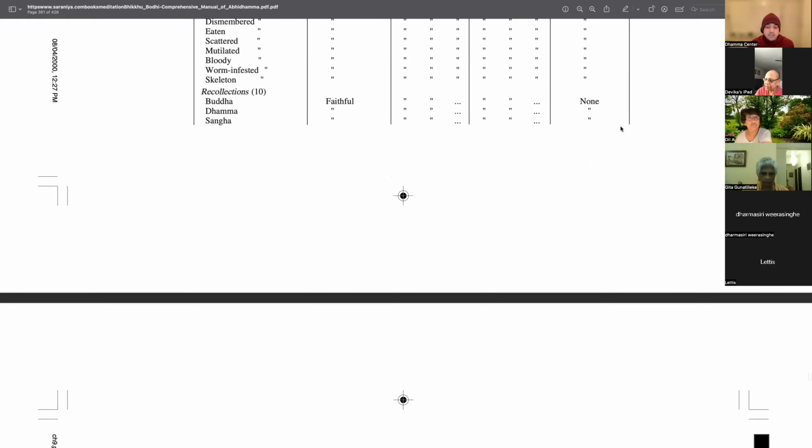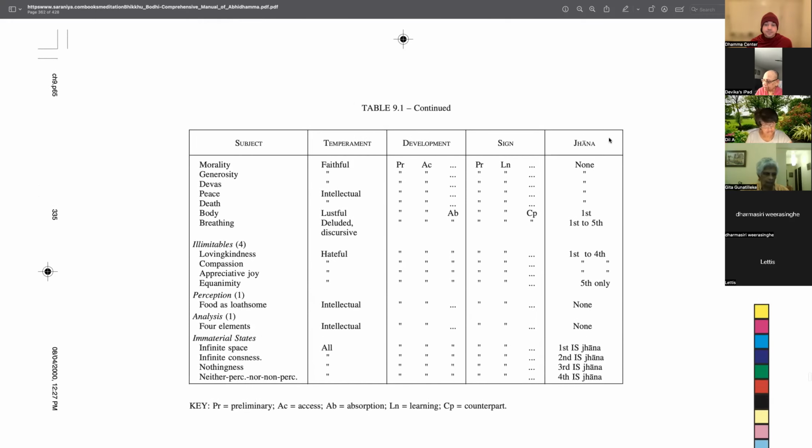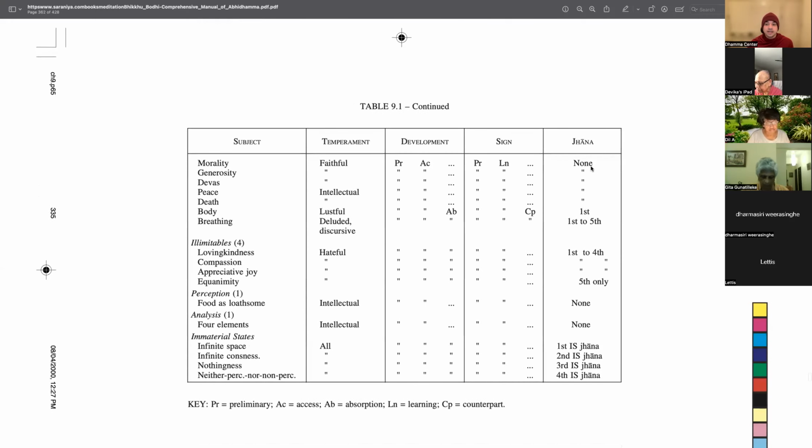We went through the recollections, where we have no jhanas. All the way up until the recollection of death, we have no jhana, as they are too ambiguous. Now, regarding body and breathing, the body meditation can go up to the first jhana, while the breathing meditation can go from the first to the fifth jhana. Hence also why the Buddha regards Anapanasati in such high esteem, it being such a useful meditation technique.